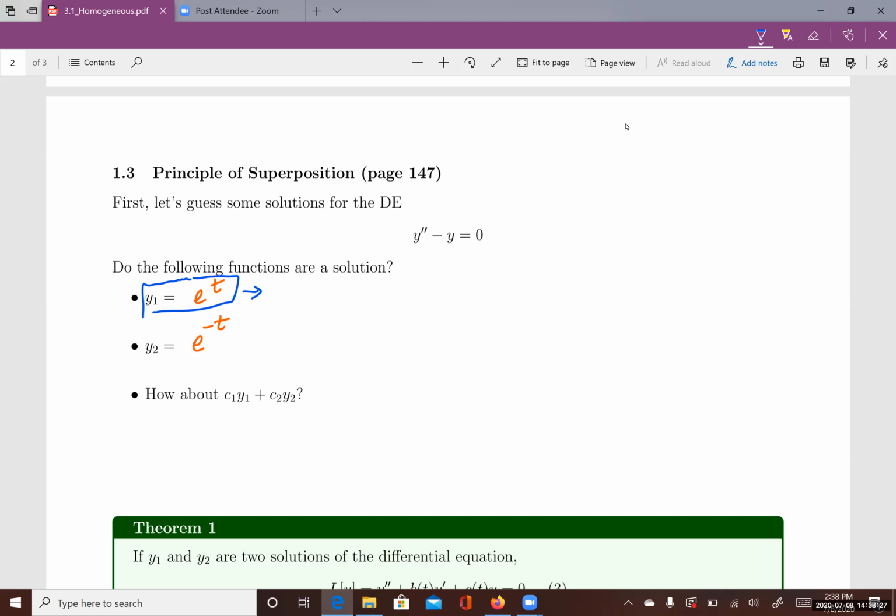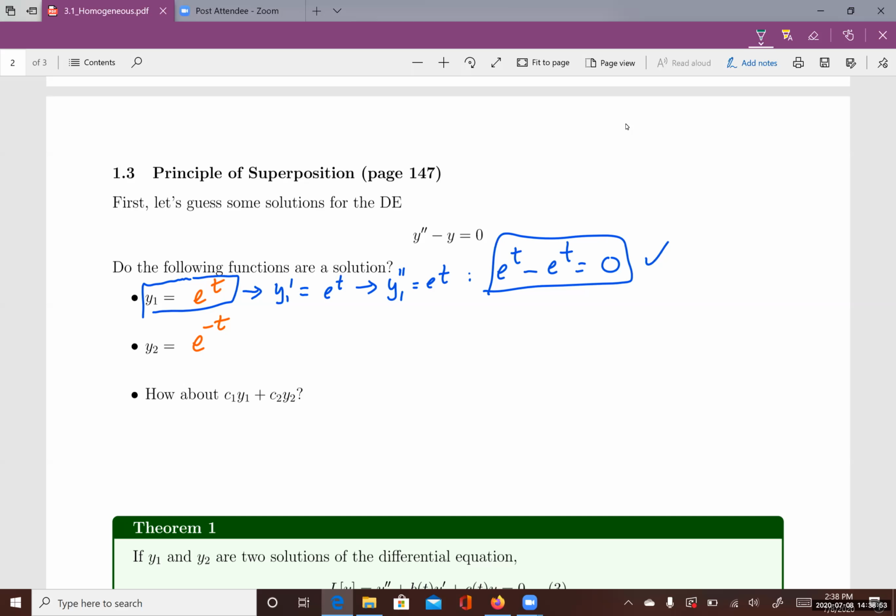I need to find y double prime, right? So y prime equals e to the t, y double prime equals e to the t. Then I can plug e to the t into y double prime minus y, where y equals e to the t, and I get 0. So yes, this is a solution.